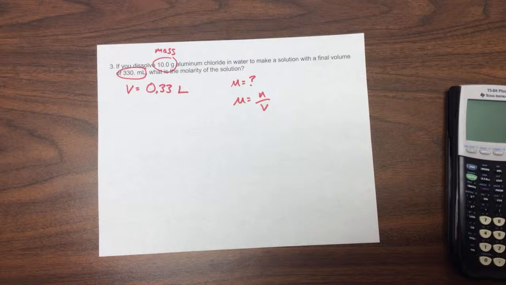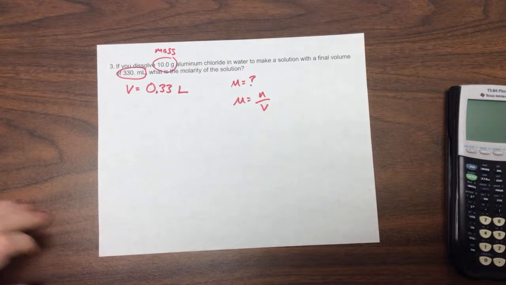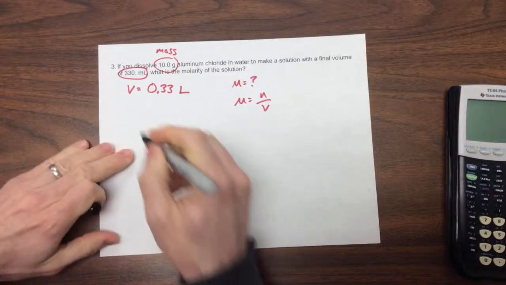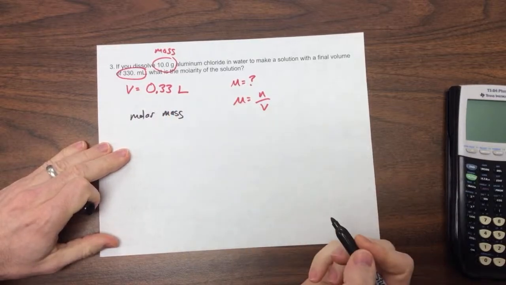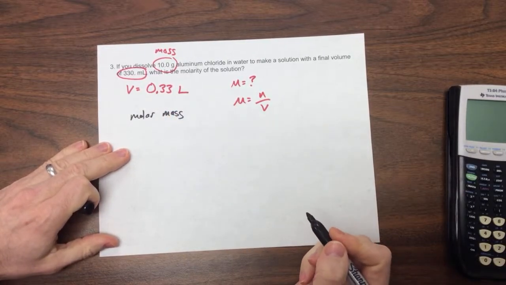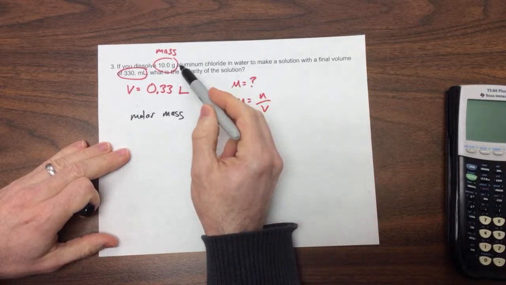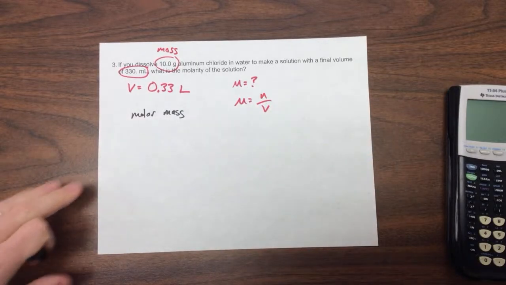What do I need to do? Let's see. Hopefully. Molar mass, right? We do need the molar mass, but not the molar mass of H2O, right? So molar mass is the conversion factor between grams and moles. But in this case, we need the molar mass of the solute, the stuff that we're dissolving. Remember, solute means the stuff that you're dissolving. We don't really, in this case, ever need to calculate the molar mass of water.